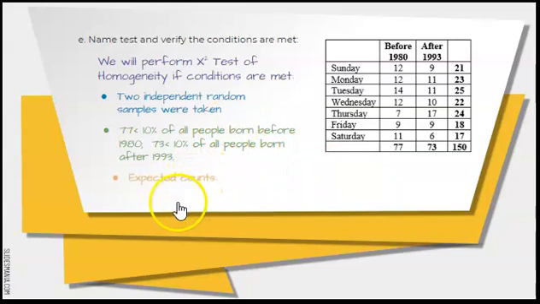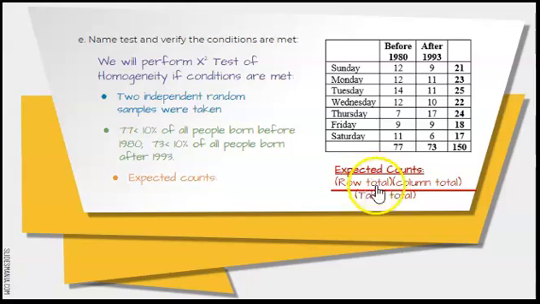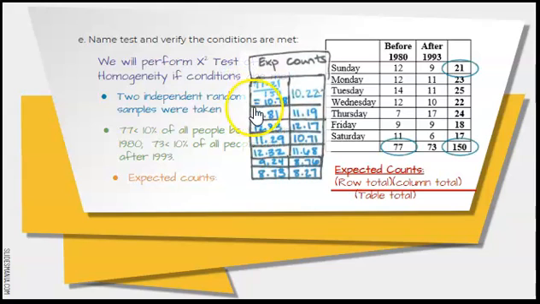Now for expected counts. I need to find my expected counts doing row total times column total divided by table total, right? So we're using that formula I showed you previously. So I'm going to draw a table on my notes, and this is what I did.